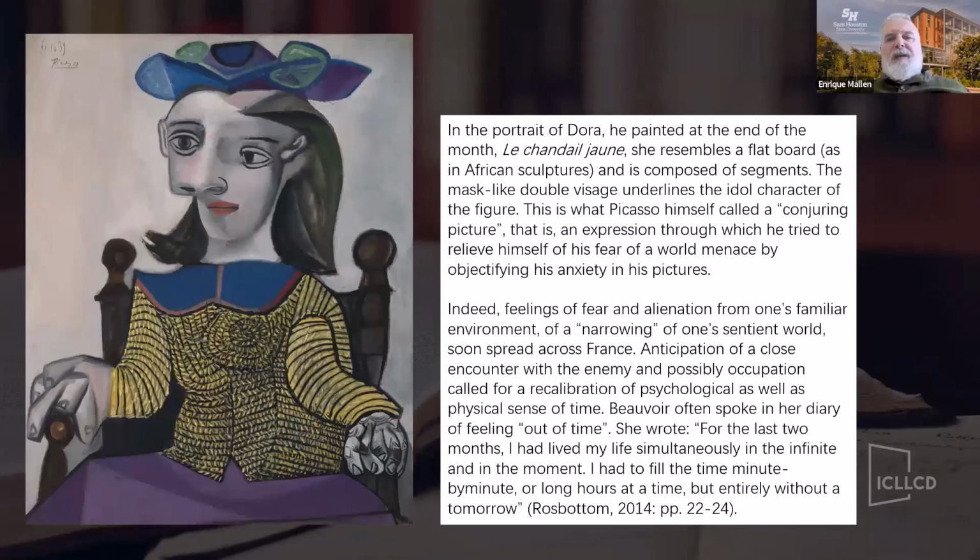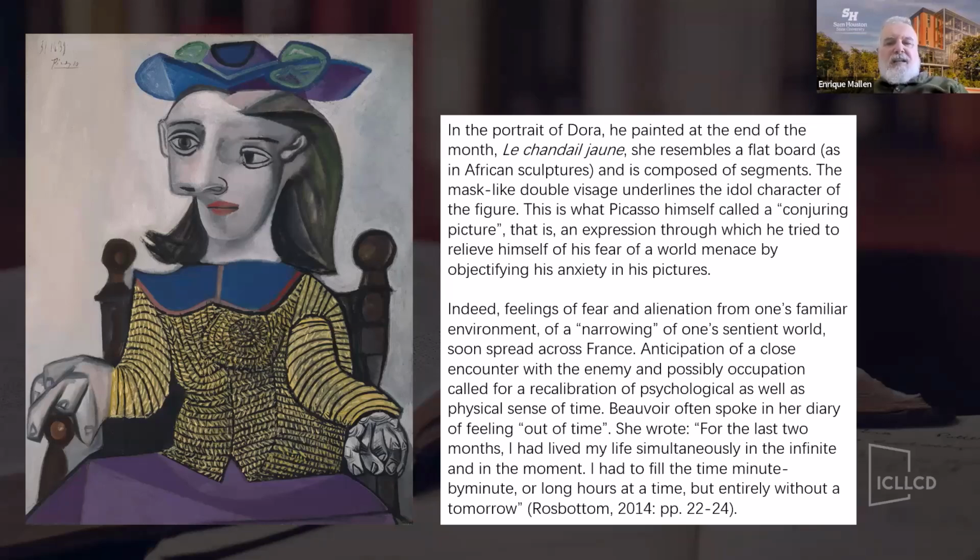In the portrait of Dora he painted at the end of the month, Le Chant des Gens, she resembled a flat board, like an African sculpture, and is composed of segments. The mask-like double visage underlined the idle character of the figure. This is what Picasso himself called a conjuring picture, that is, an expression through which he tried to relieve himself of his fear of a world menace by objectifying his anxiety in his pictures.